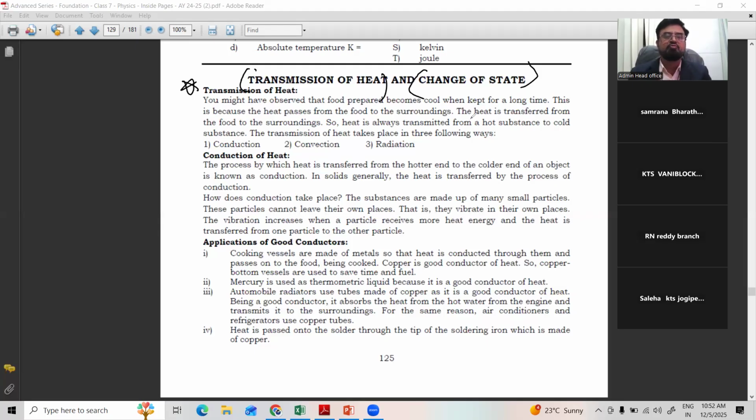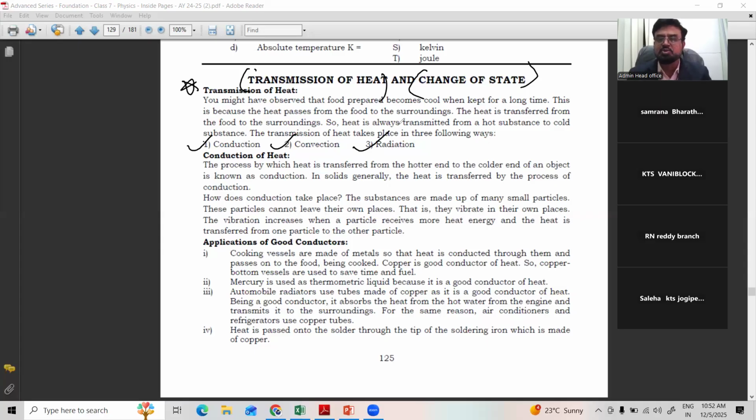You might have observed that prepared food becomes cool when kept for a long time. This is because the heat passes from the food to the surroundings. So heat is always transmitted from a hot substance to a cold substance. The transmission of heat takes place in 3 ways: conduction, convection, and radiation.